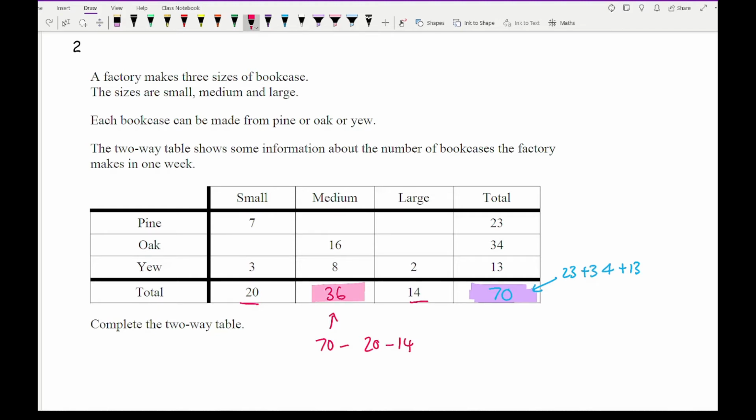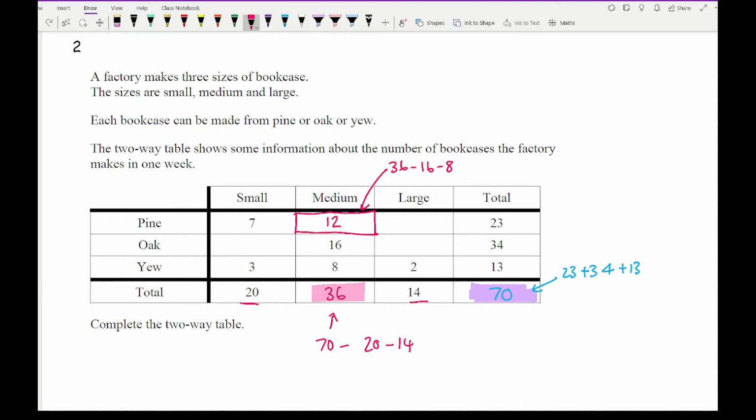Now looking at the medium, I've only got one missing number in the medium. So using that, how do I do that? Well, I'm going to do 36 take away 16 take away 8. So again, 36 take away 16 take away 8, which leaves me with 12.